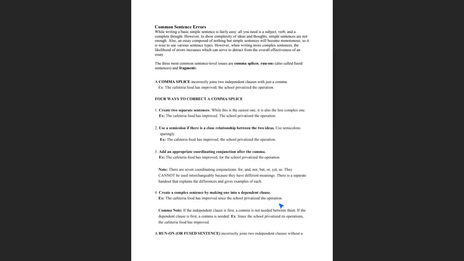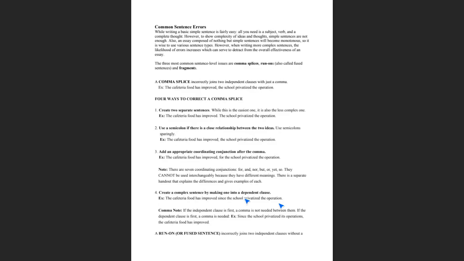There's just one little thing that you need to know here. If the independent clause comes at the beginning of the sentence, then you don't need a punctuation mark between the independent clause and the dependent clause.